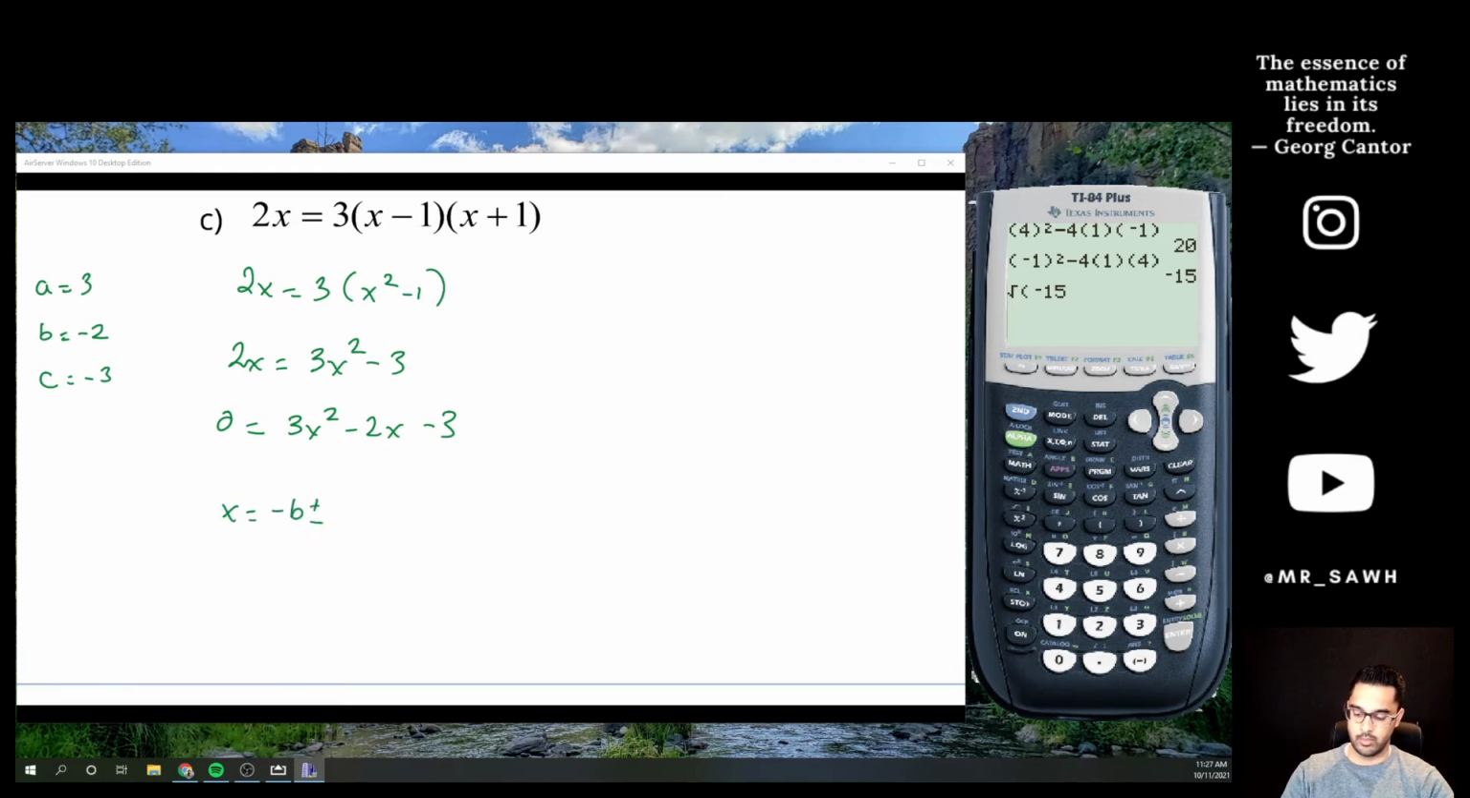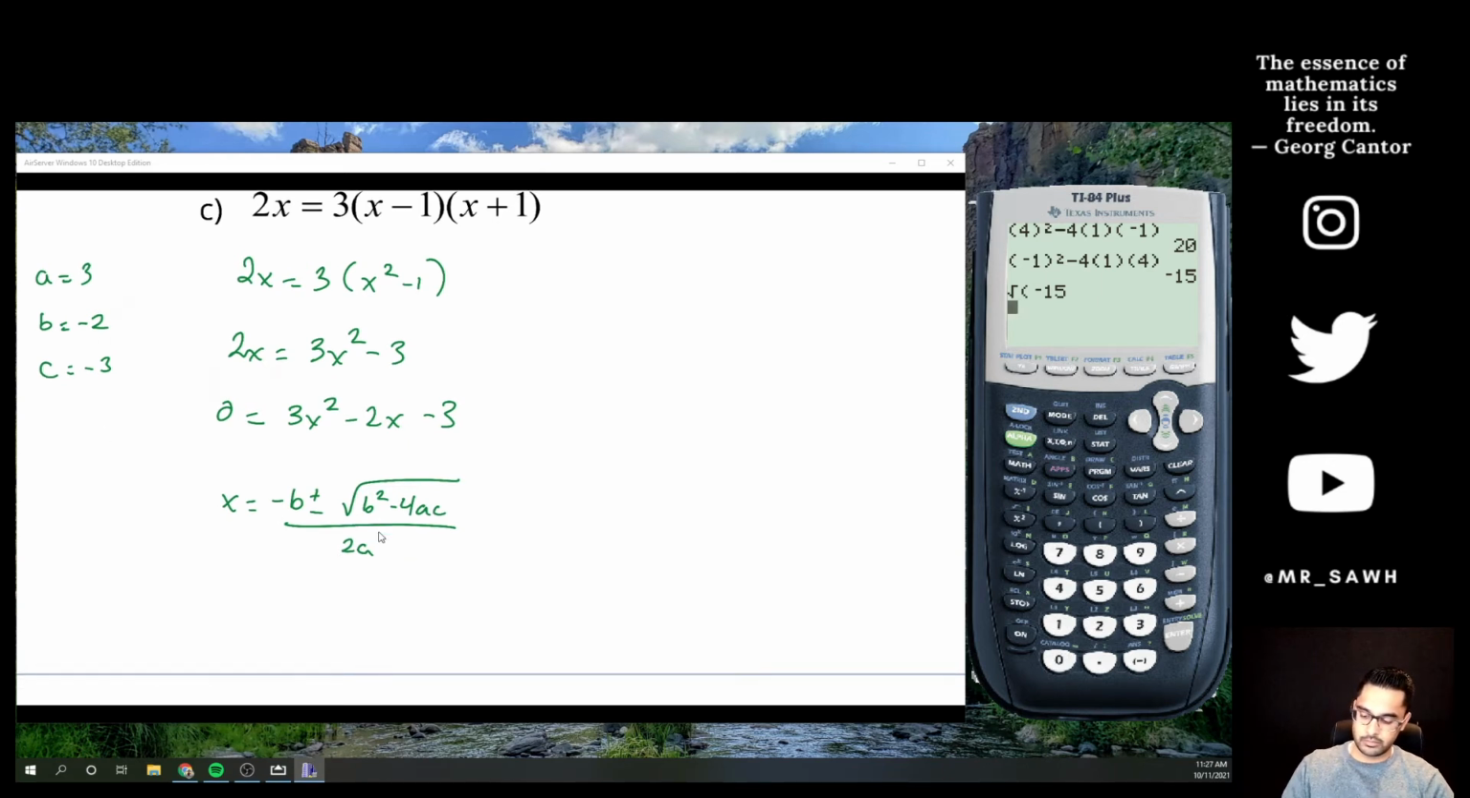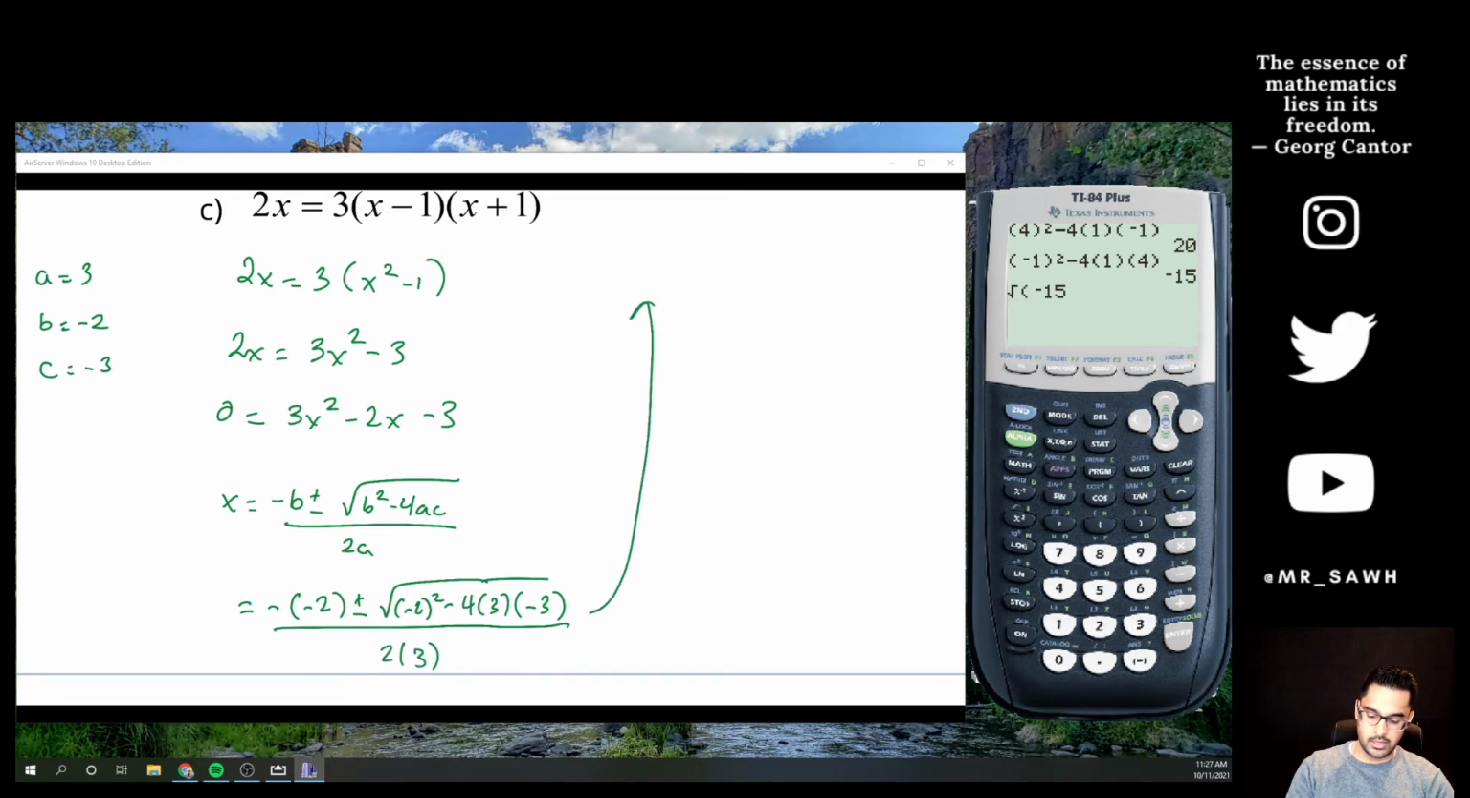So negative b plus or minus the square root of b squared minus 4ac, whole thing divided by 2a. So really it's the same thing over and over. So we'll throw those numbers in here as well. Negative 2 plus or minus b squared minus 4 times a, multiplied by c as well. Whole thing gets divided by 2a, so 2 times 3. All right, let's see what this works out to be.